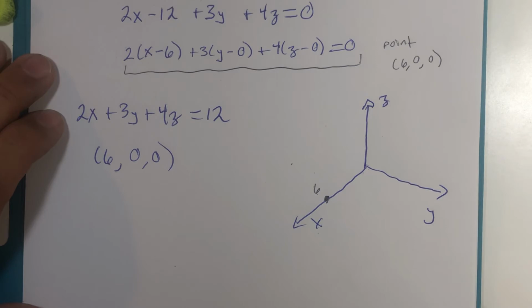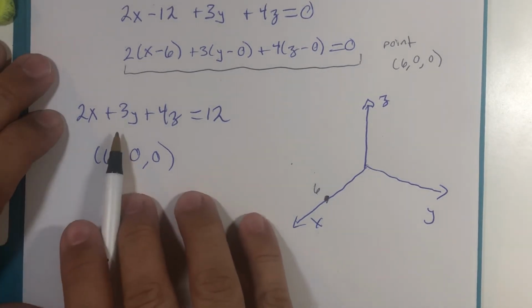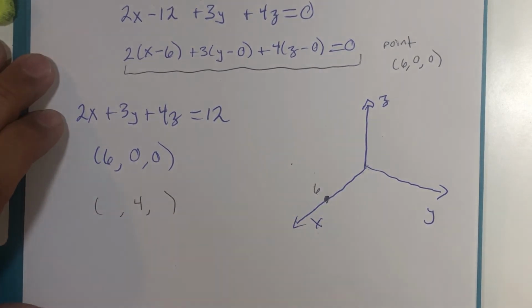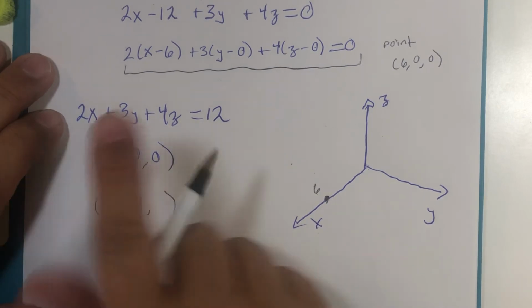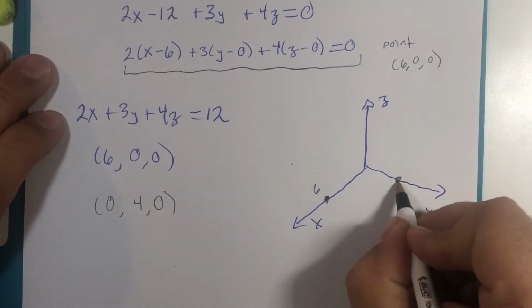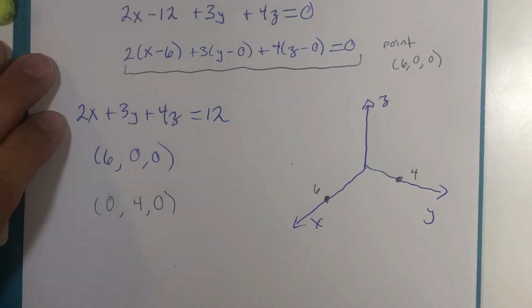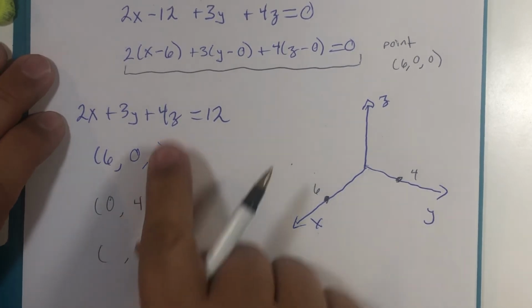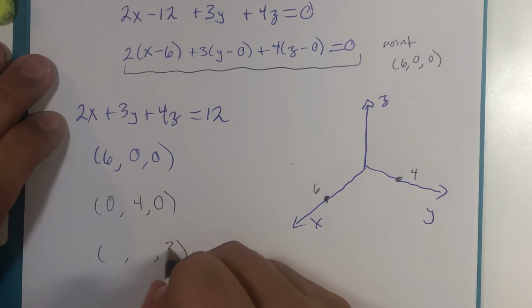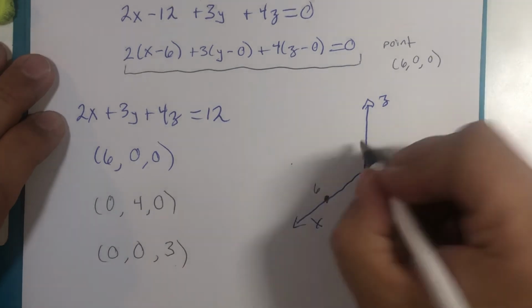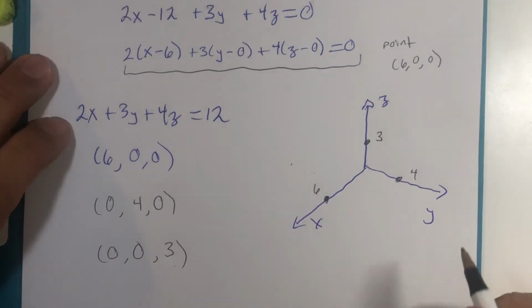Now, I wonder, 3 times 4 is 12. If y is 4, 3 times 4 is 12, then let x and z be equal to 0. So that would be our y-intercept is 4. And finally, if you haven't guessed what I'm going to do next, 4 times 3 is 12. If z is 3 and x and y are both 0, 0, 0, 3 is the z-intercept.